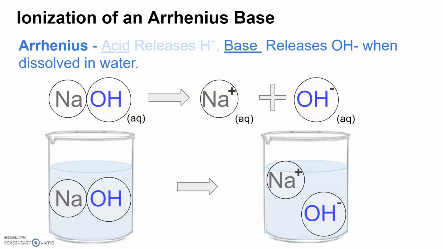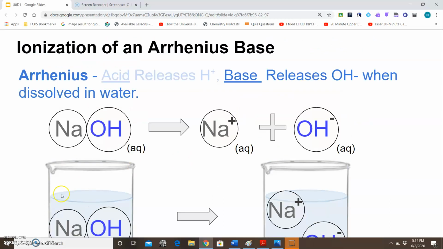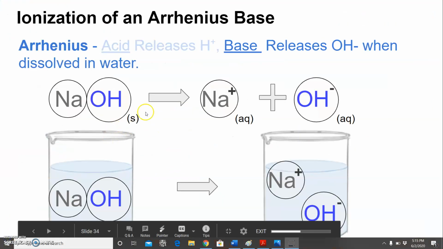Anyway, so we can represent it this way. We have sodium hydroxide on the left side, and I'm going to pause for a second here. Sorry, I just had to change the phase of the base. So ionic compounds before putting them in water will be solids.